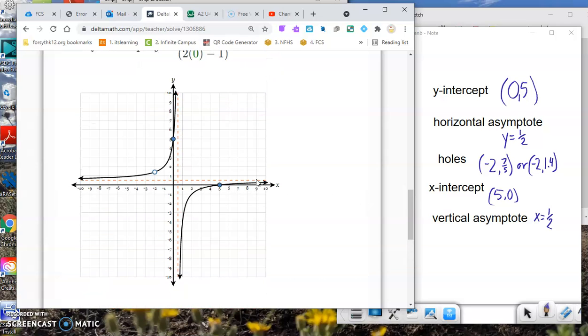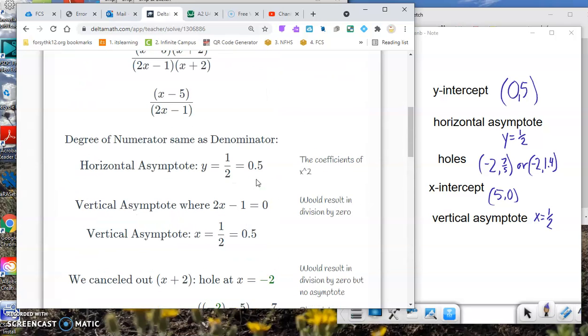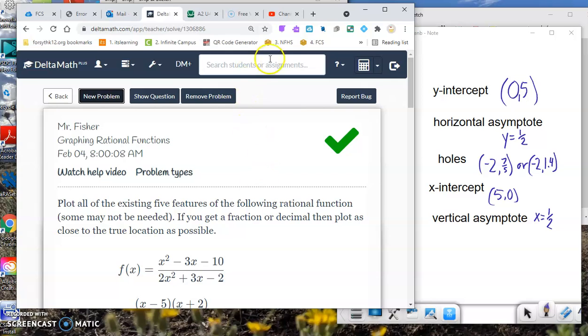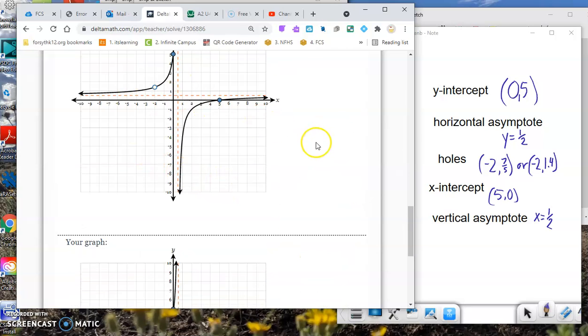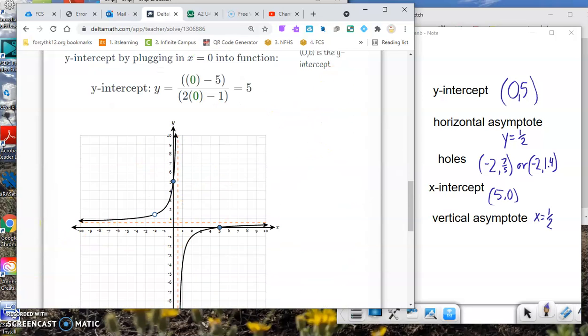So I would practice some of that stuff, and then make sure you can also use your table key on your calculator to get other points on the graph so you can fill in where those lines actually are. Alrighty, kept that one nice and short.